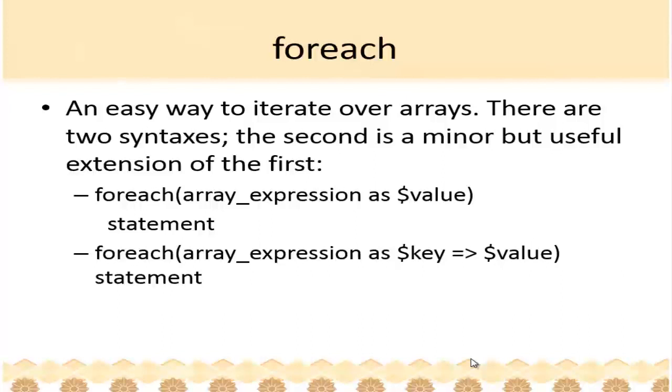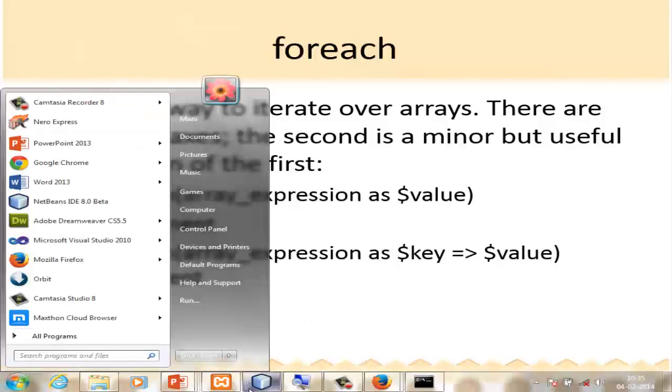Here we don't have that kind of complexity. We have an array, and if you want to iterate through all the elements of the array, we use foreach. And there are two variations: foreach with an array expression and a value, which will just retrieve the value. If you want to get the key, you can have key and you can say points to value. So let's look at this in action.